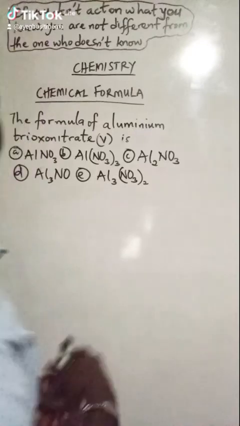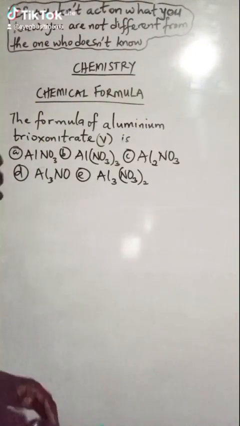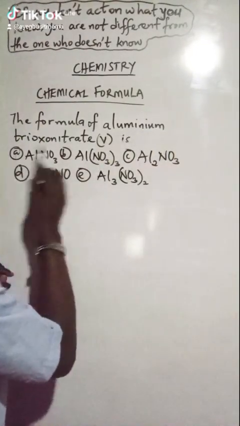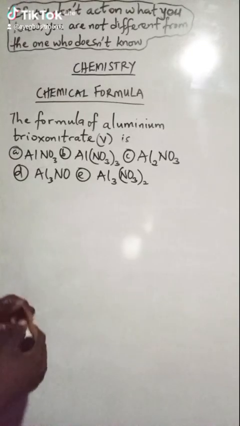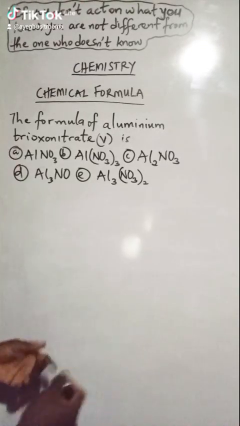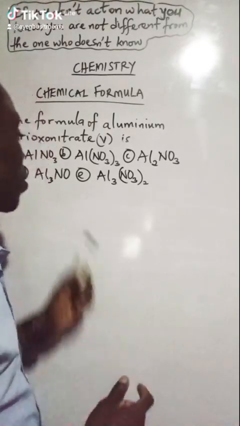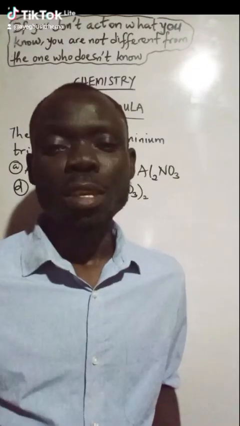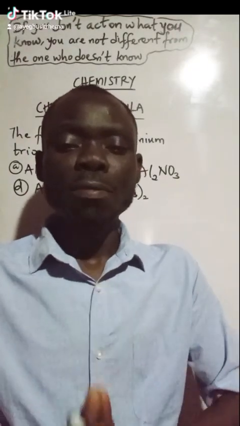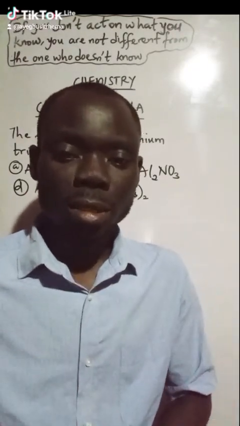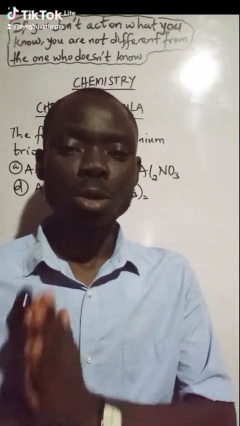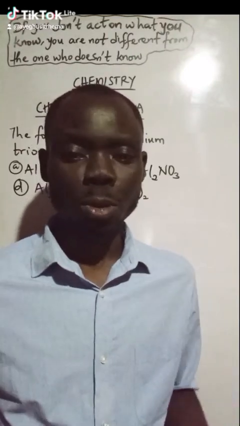So today, as I said earlier, now the formula of aluminum trioxonitrate 5 is, okay, how will you be able to identify the correct formula? Now, if you are able to know how the first 20 elements are arranged based on their groups in the periodic table, you are good to go.